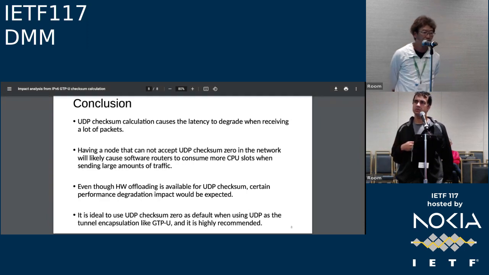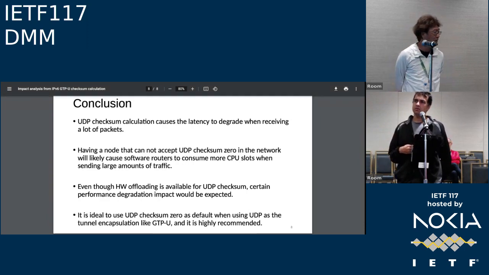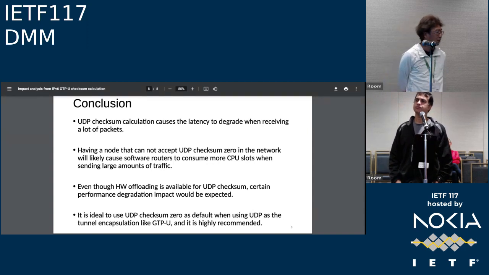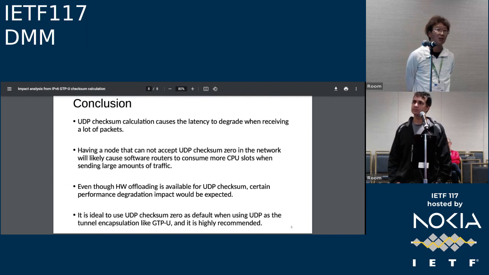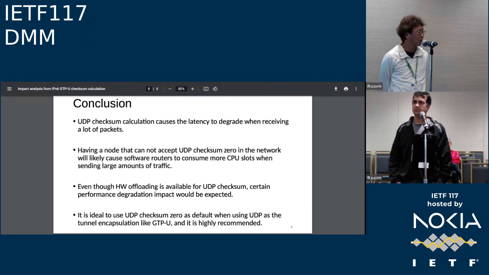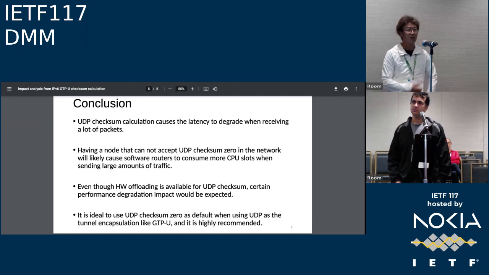In 3GPP, the spec, especially GTP-U, allows UDP checksum zero from Release 16 onward. But it is a little bit conservative in recommending UDP checksum zero. I don't know the reason why. Many of the 3GPP equipment remained to keep the UDP checksum.